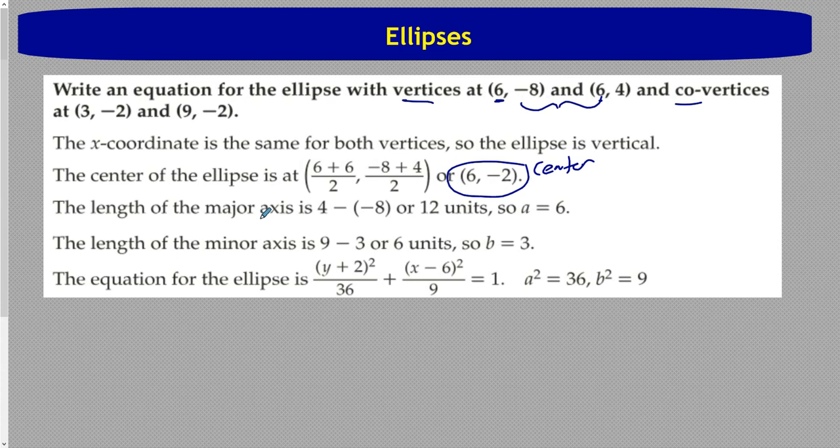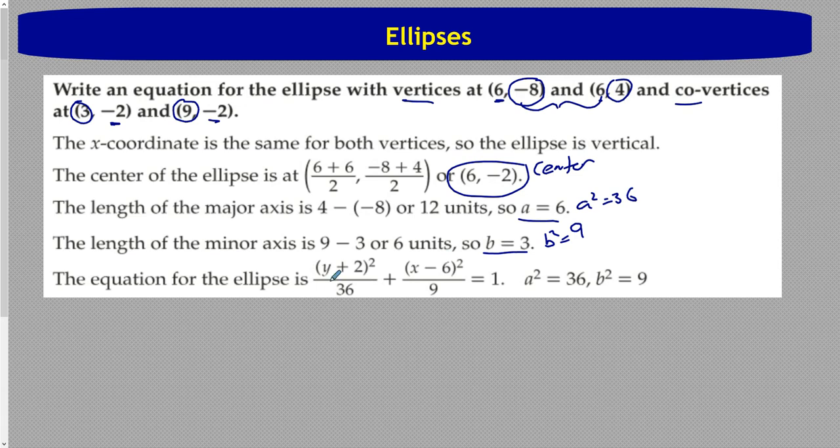The length of the major axis is going to be from negative 8 to 4, so 12. Cut that in half, we get 6, so a squared is 36. The length of the minor axis is going to be from 3 to 9, right? Because these are the same, so that doesn't make sense. It'd have to be from 3 to 9. Or 6 units, cut that in half. B is 3, so b squared is 9.